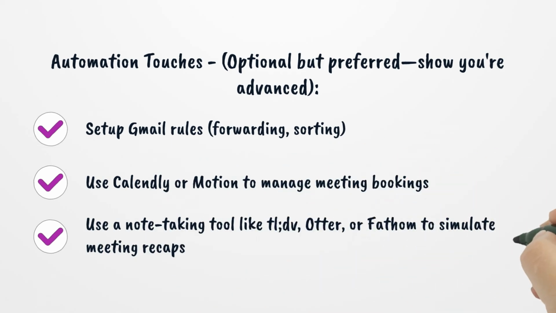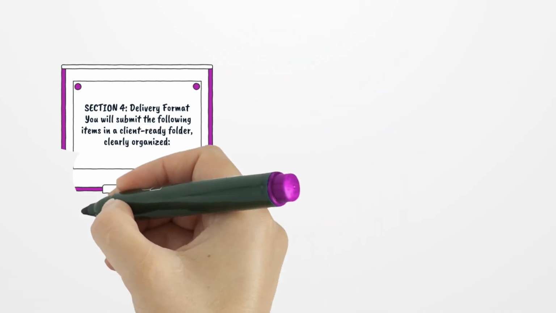6. Automation touches. Optional but preferred, show you're advanced. Set up Gmail rules, forwarding, sorting. Use Calendly or Motion to manage meeting bookings. Use a note-taking tool like tl;dv, Otter, or Fathom to simulate meeting recaps.